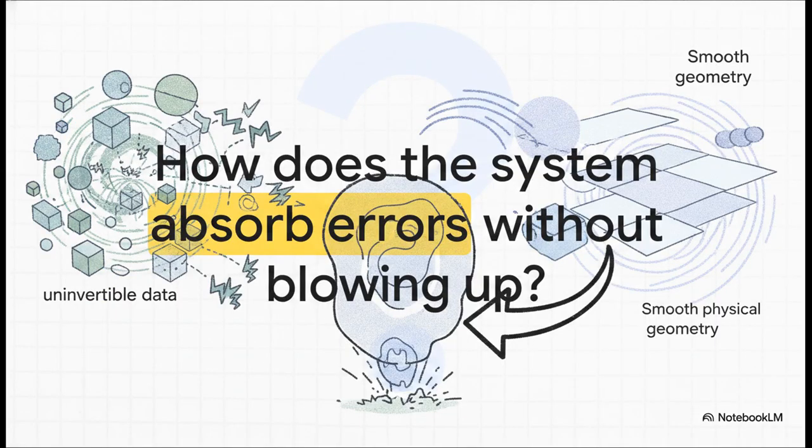But this brings up a huge question. If this residual metadata is essentially a massive repository for mapping errors and uninvertible data, how does the system prevent these discrepancies from completely blowing up? How do we stop these algebraic kinks from corrupting the smooth, flat physical geometry we actually experience?